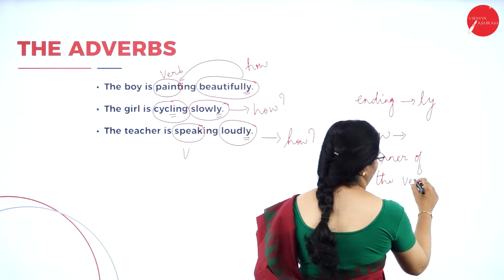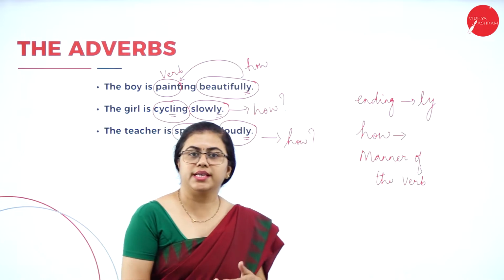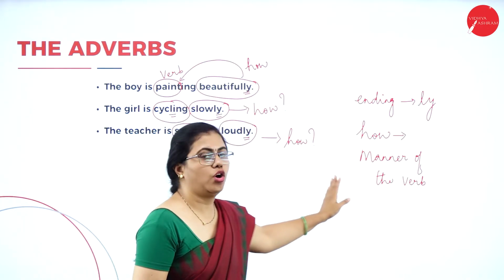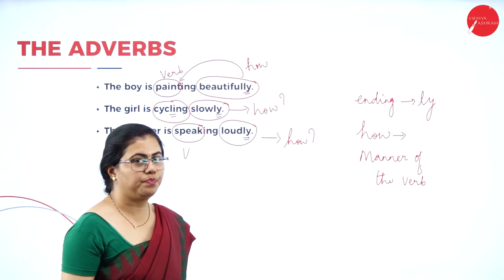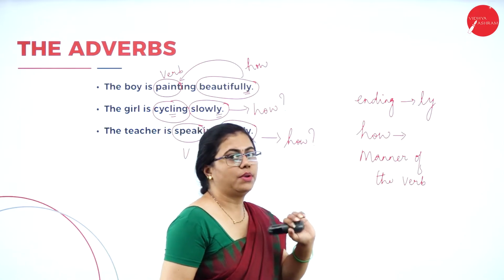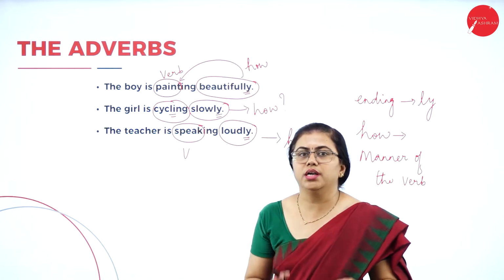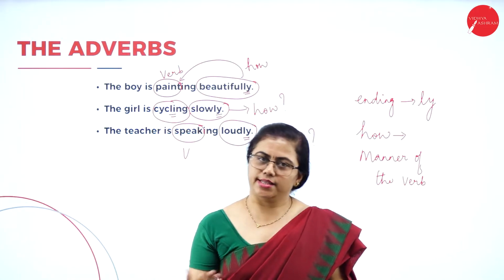So what I mean to say is any word that describes how the work is happening, how the verb is taking place, is called an adverb. So this is the concept of adverb. What we have learnt as of now is that any word that modifies a verb, that speaks about a verb, is called an adverb.